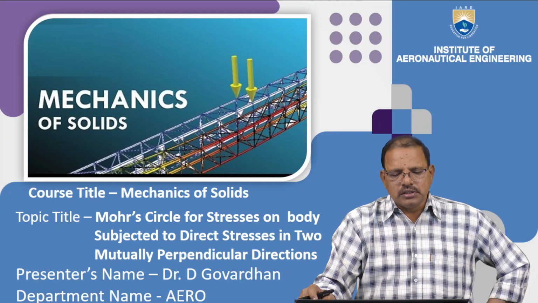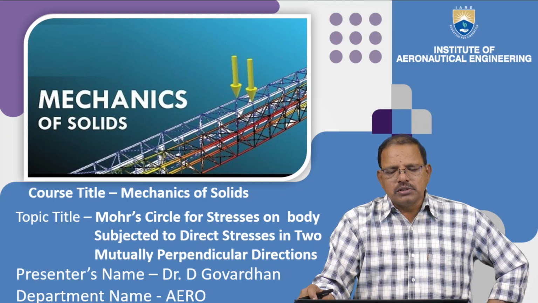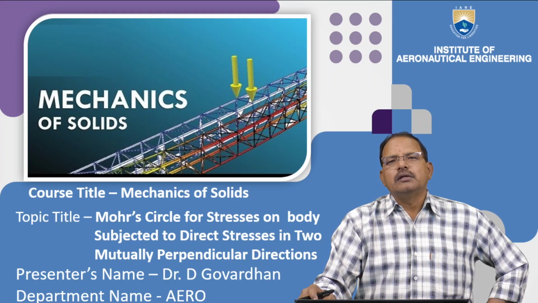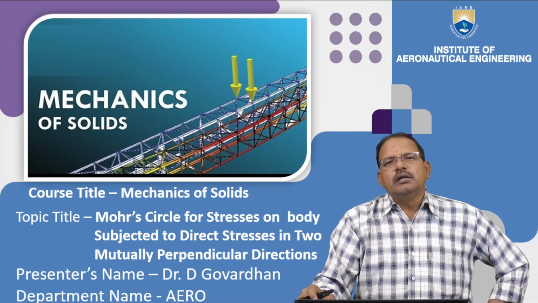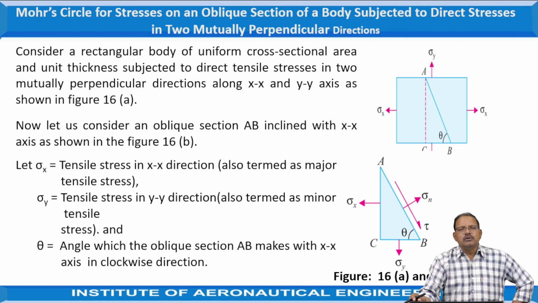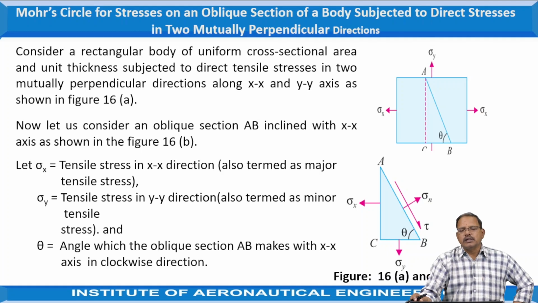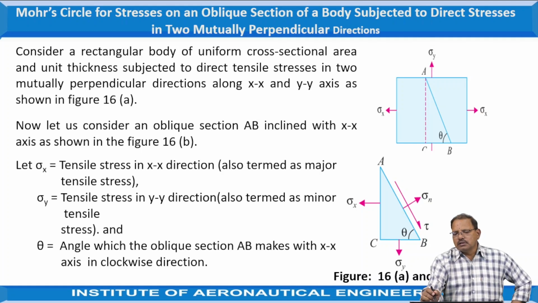Today we are discussing the topic of Mohr circles for the stresses which are acting on the body in two mutual perpendicular directions in mechanics of solids. The Mohr circle for stresses on an oblique section of a body subjected to direct stresses in two mutual perpendicular directions. Here consider a body of uniform cross-sectional area having unit thickness as shown in the figure.